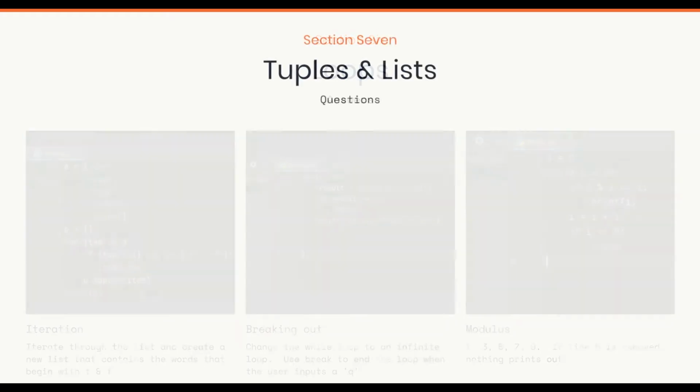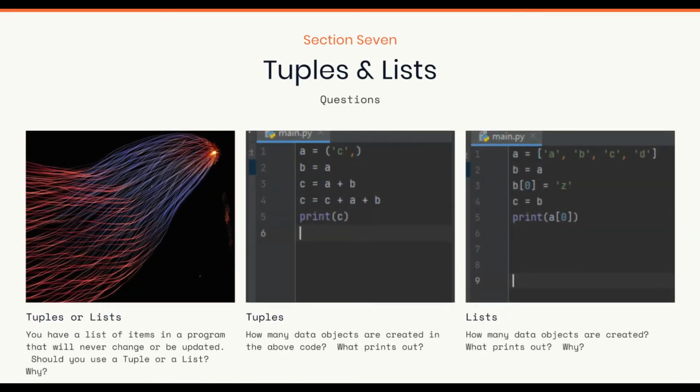Okay. Section 7, tuples and lists. Question 1. You have a list of items in a program that will never change or be updated. Should you use a tuple or a list? Why? Question 2, tuples. How many data objects are created in the above code? What prints out? Okay. And then finally, lists. How many data objects are created, what prints out, and why? All right, so no coding here, just need to understand what's going on. So take a minute to look at those, see if you can answer it. Pause the video if you need to, because we are going over the answers in 3, 2, 1. Here we go.